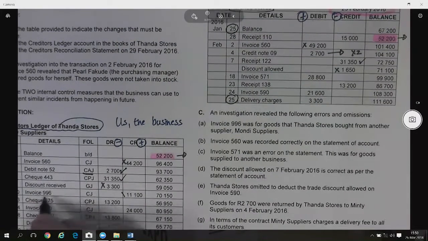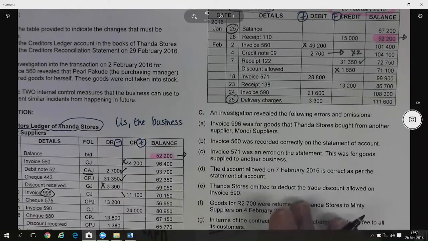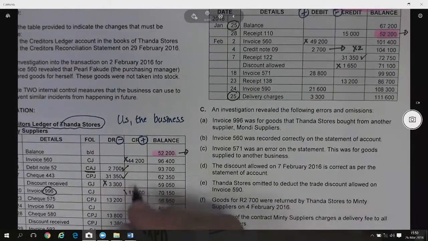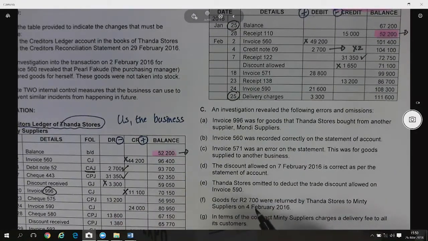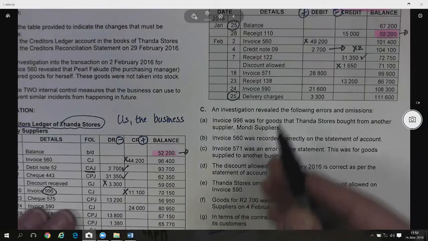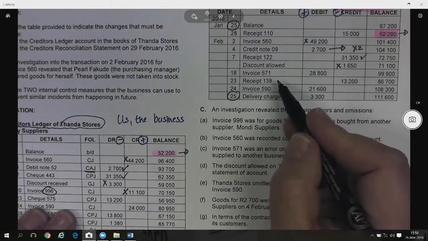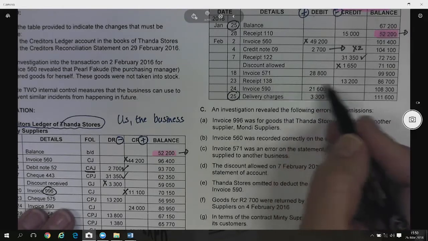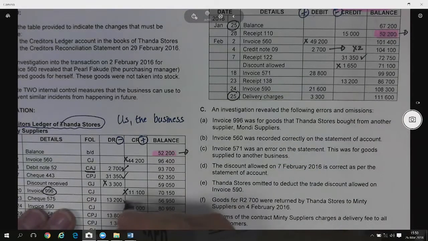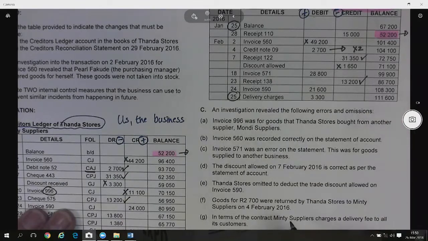Can you see it's a funny number? The invoice number is funny, so that is wrong. We will see what they say there. I've got a check there on the 23rd. I've got a receipt there. Okay, that one we can tick, 13,200.